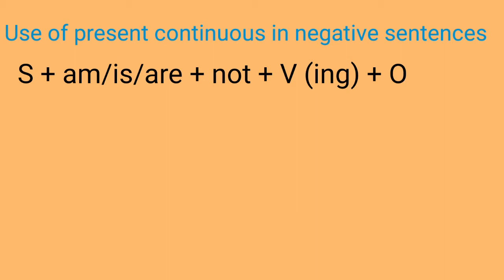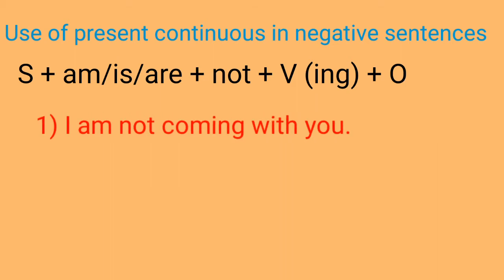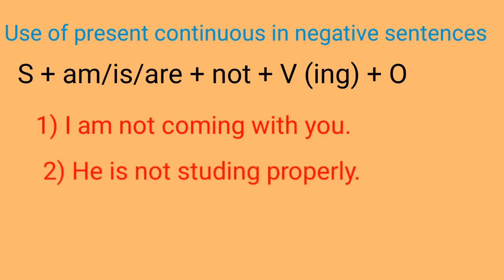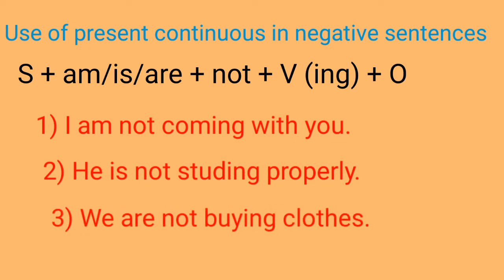Let's have some examples of it as well. First example, I am not coming with you. Second example, he is not studying properly. And third example, we are not buying clothes. Now look at these examples carefully. After subjects, I use am, is, or are helping verbs. Then we use not for negative sentences and then the verb with ing.